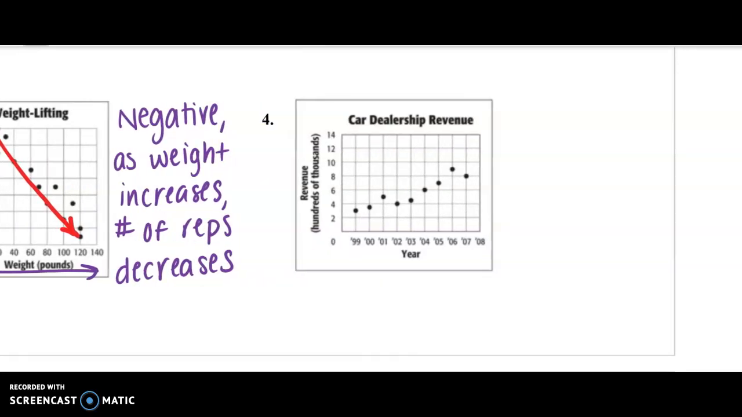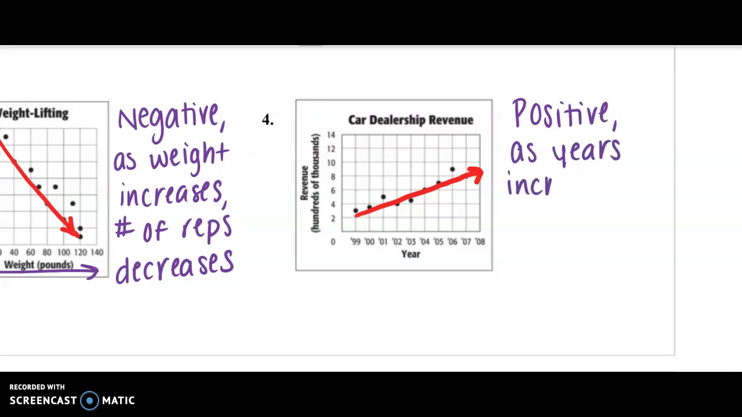Number 4, it's a car dealership's revenue, so it's the year, not number of years. It's the year that it is versus the revenue in terms of the money that they're making. You should be able to see it's not super steep, but it's definitely moving in a more upward direction. So this would be positive. So as years increase, revenue increases. So as the years go on, they're making more money.